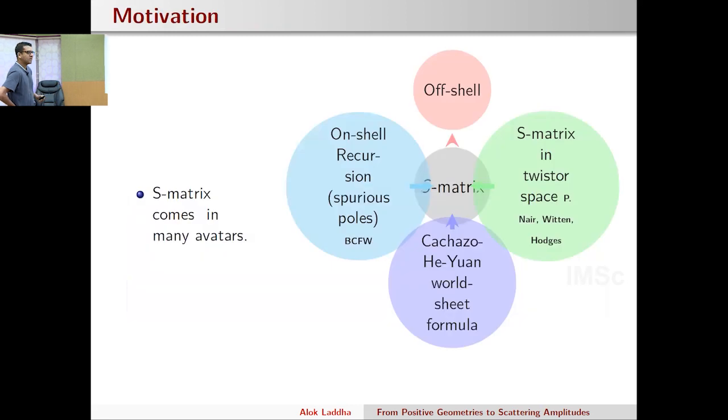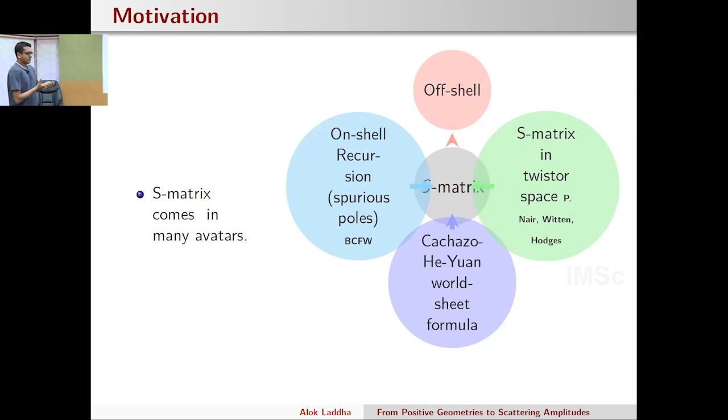Let me start with some basic motivation for what the whole program is about. Most of us know that the S matrix in quantum field theories comes in many different representations. The most standard one, sorry, the pointer is not working, is the one on the top, which is the usual field theory approach that we see in books. We can also call it the off-shell approach because we work with fields and we can have off-shell propagators, etc.